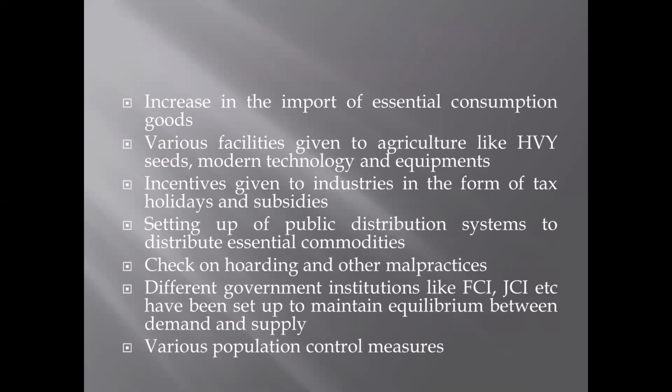Various facilities given to agriculture, like HYV seeds, in order to increase their production. Different types of facility are given in order to increase their production. Then different industries' production has been increased by giving them various tax subsidies. Different PDS, public distribution systems, have been set up to distribute the essential commodities to the people below poverty line. Check on the hoarding and other malpractices. Different government institutions like Food Corporation of India, Jute Corporation of India have been set up. They will maintain a balance between the demand and supply, and hence maintain the price stability.